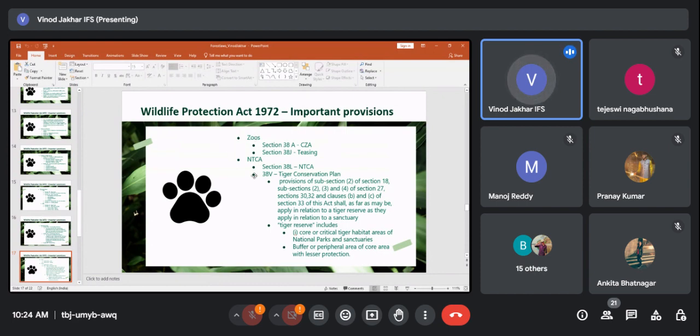Again, NTCA. The next chapter is about NTCA. So NTCA again is a statutory authority because it is given a legal basis under this act, section 38L. It describes NTCA and its powers. And section 38V, this section is important because this talks about the tiger conservation plan. So do you know the difference between working plan, management plan, tiger conservation plan?